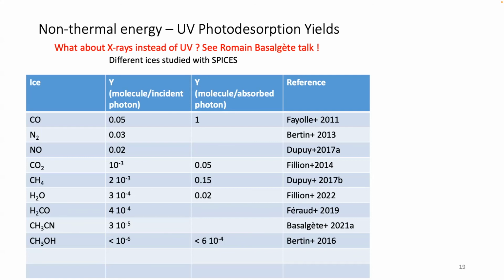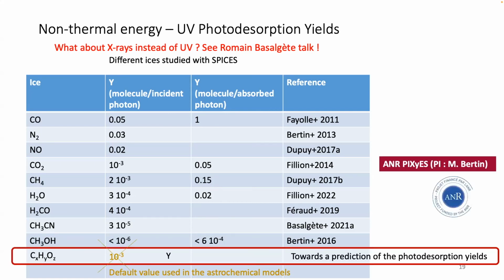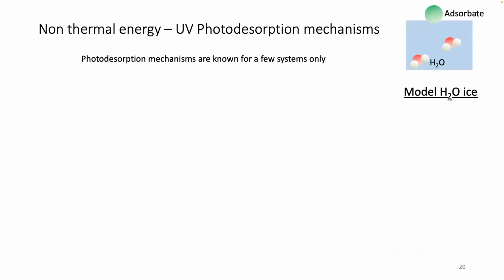So what is usually done in astrochemical models when there is no yield available is that the value 10 to the minus 3 is used. So a default value. And the problem is that it's not good for every molecule. So what we would like to do is to try to predict the photodesorption yield for any molecule. And this is a part of the ANR Pixies led by Mathieu Bertin. And to do that, it's really important to understand the photodesorption mechanisms that are at play in ices.